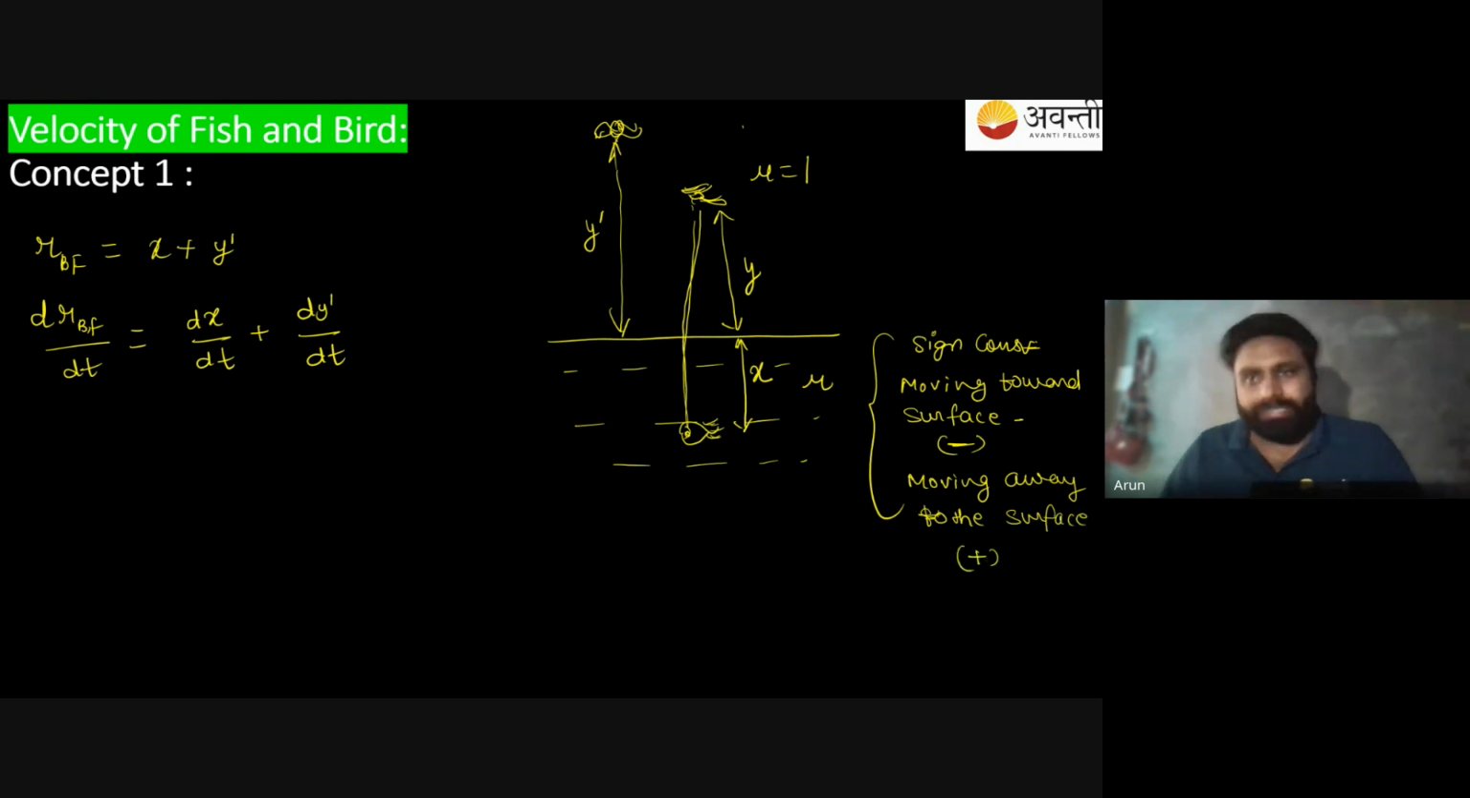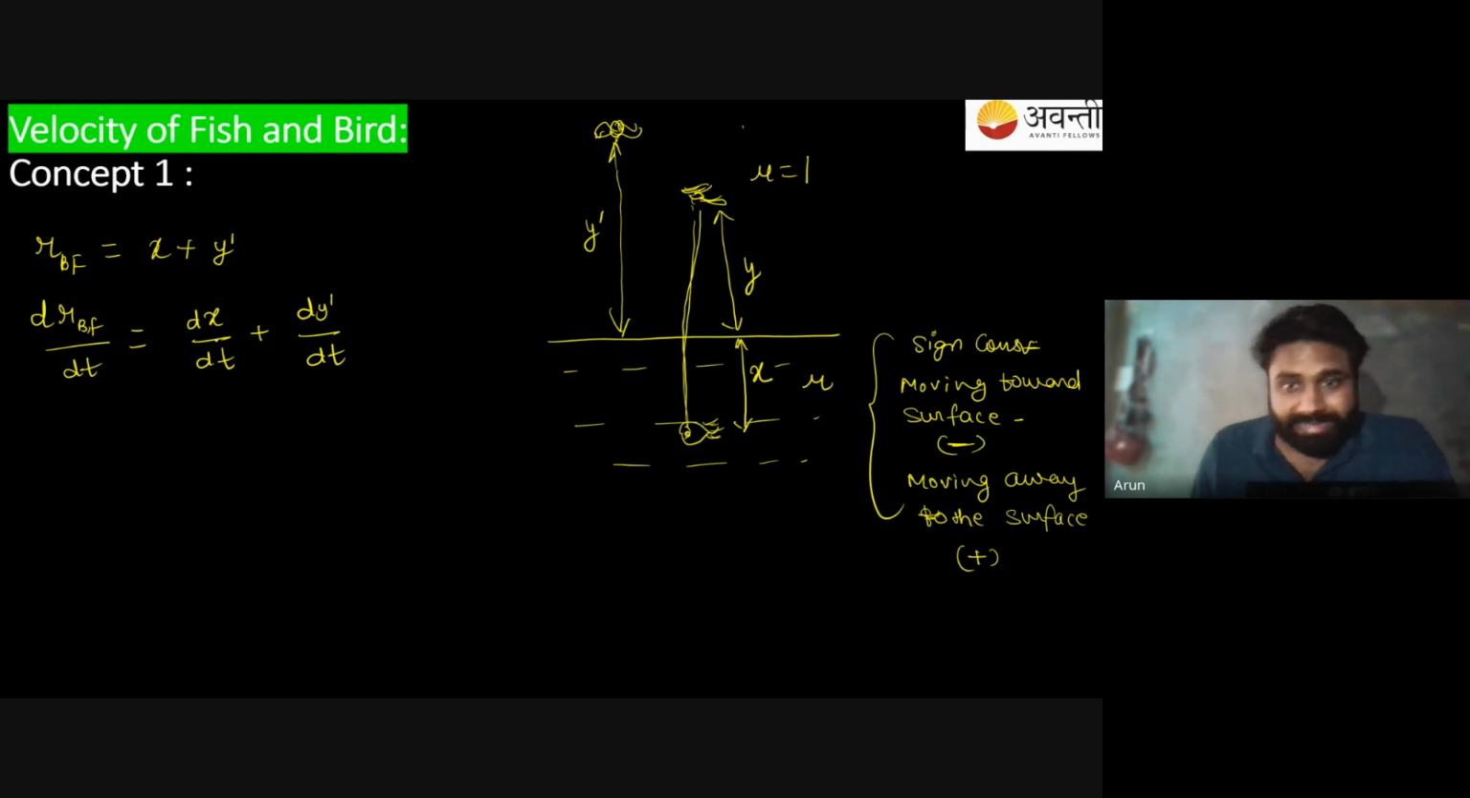It is up to you. If you consider the object moving toward the surface as positive, then in the vice versa scenario you have to consider negative. Okay, so I have considered that if they are moving towards the surface, that is negative, and if they are moving away from the surface, that is positive.